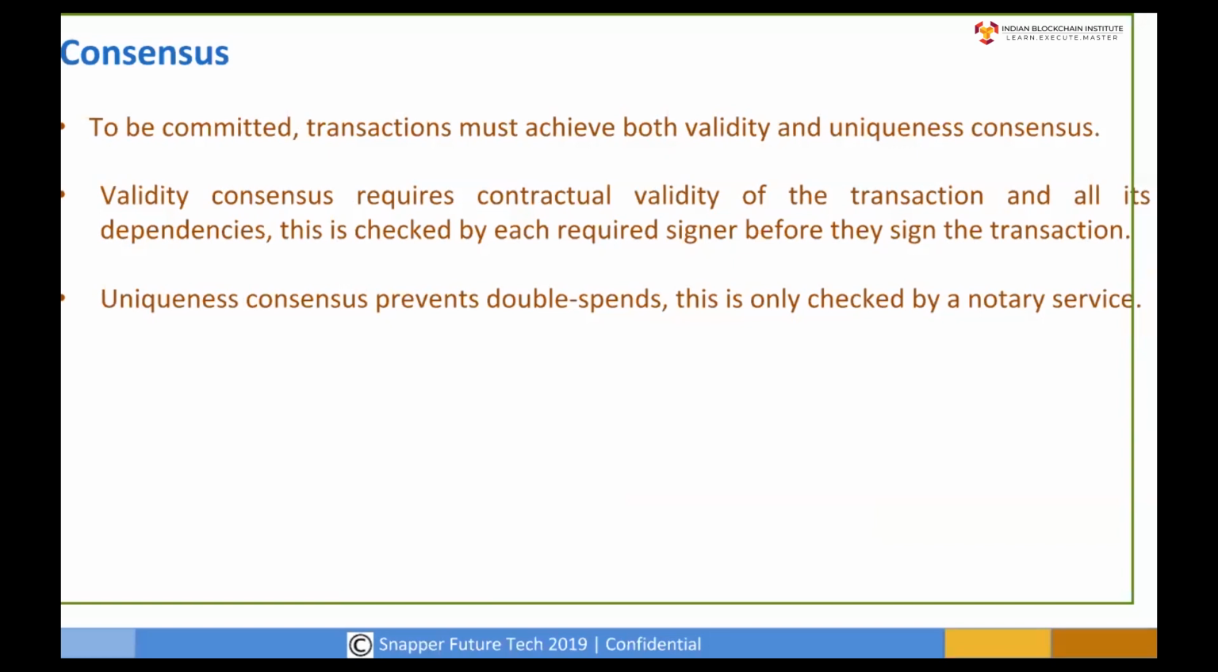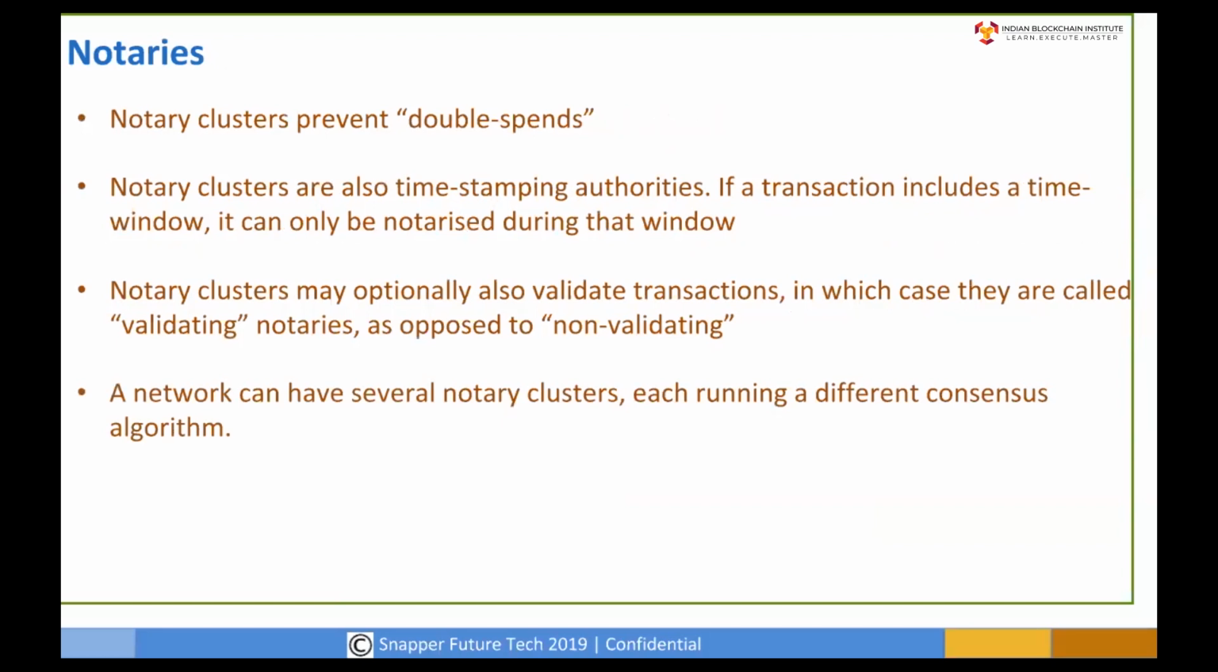That is where all the consensus happens. So a Notary is a cluster which prevents double spending. As Corda works on the UTXO model, it has to avoid this double spending problem. Notary clusters are also time stamping authorities. If a transaction includes a time window, it can only be notarized during that window. So notary clusters are basically those who do time stamping.